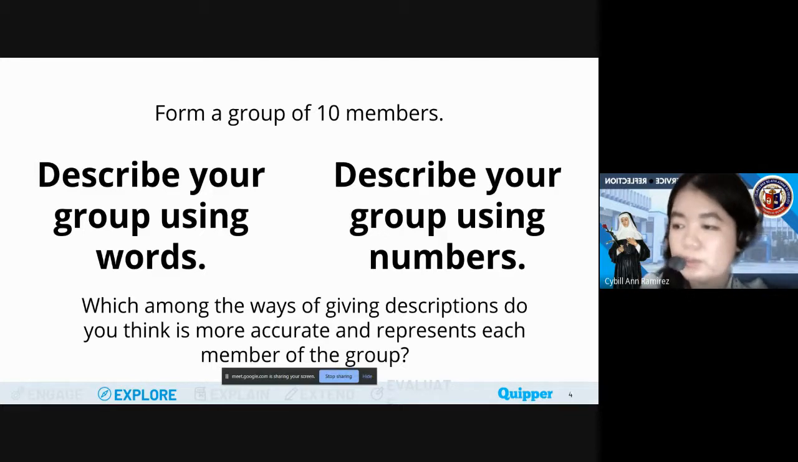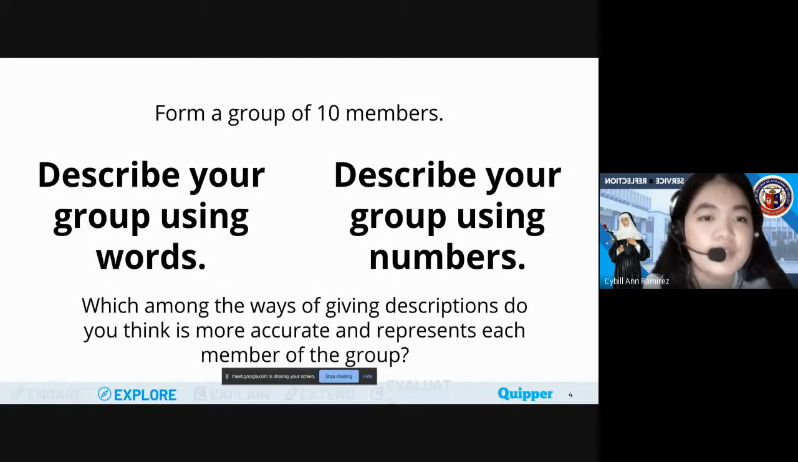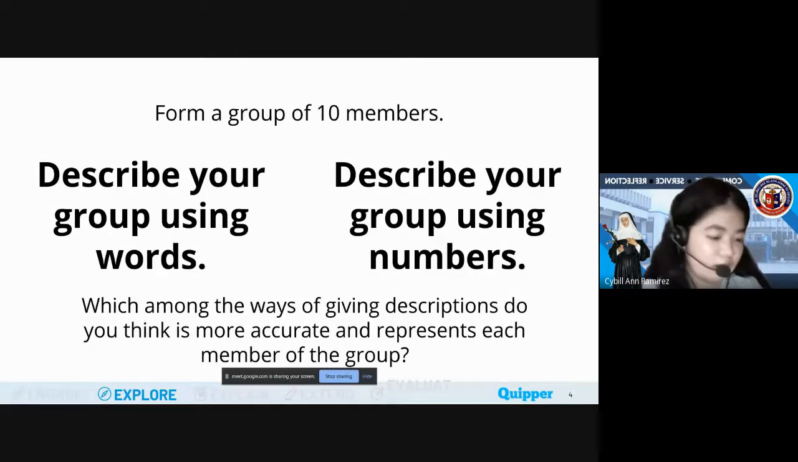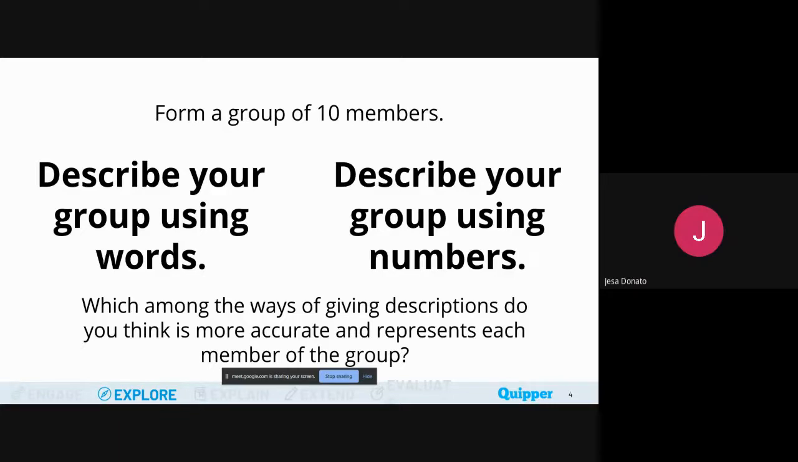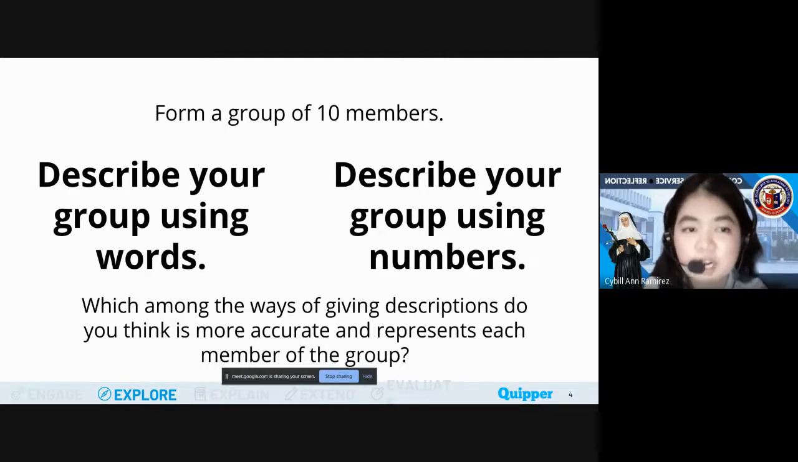Okay, so we will start first with Miss Jessa. So, kindly describe your strand, TVL, using words. You can unmute your microphone. Please describe your strand using words. How can you describe your strand TVL? No need for you to describe using numbers, ha? Like, 18 in the classroom. Wala na to siya. Words lang. Go ahead, Miss Jessa.